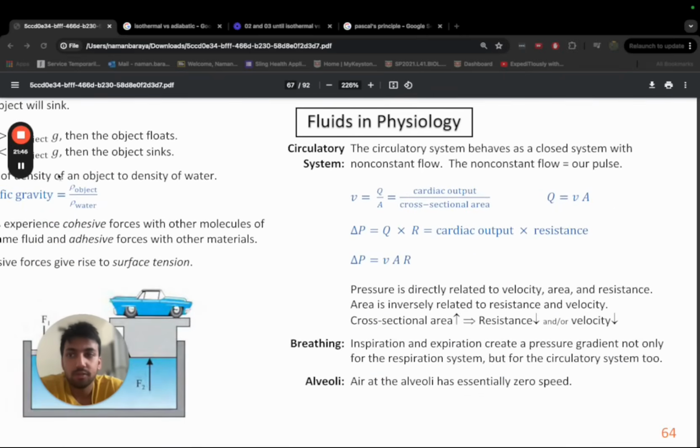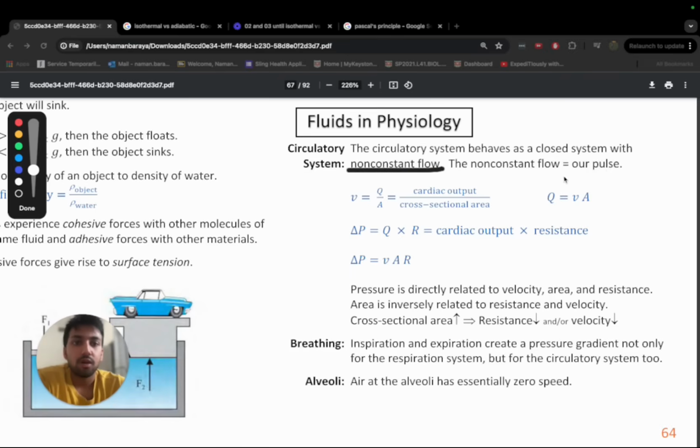Now we have fluids in physiology, and this is the circulatory system. The circulatory system behaves as a closed system with non-constant flow. The non-constant flow is our pulse, and so this is kind of what I've been alluding to by talking about our blood vessels. V is velocity, Q is the flow, and then area, A is the cross-sectional area.